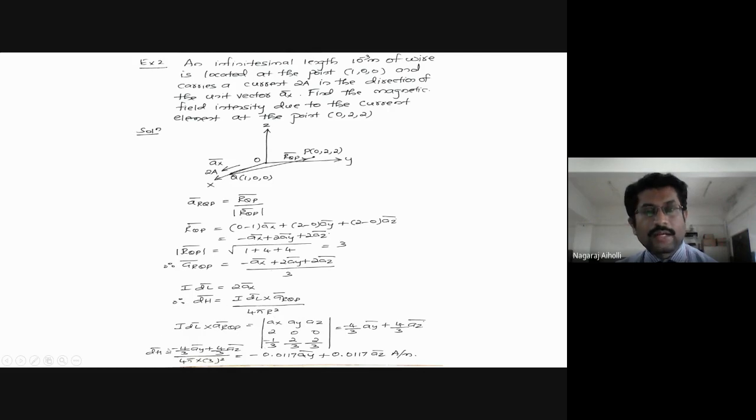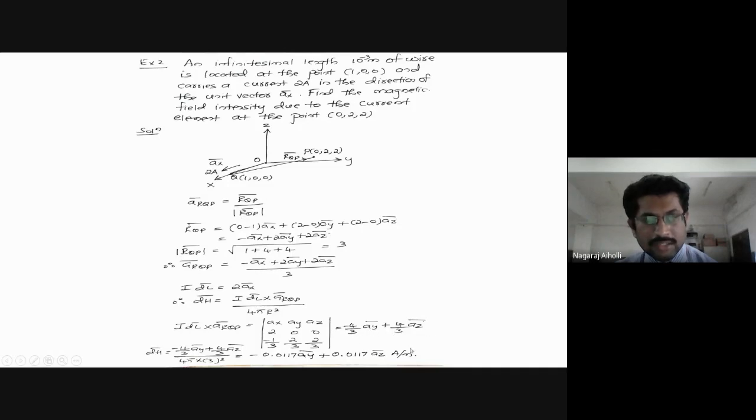We have studied this in module 1. The cross product of the two vectors is given in the determinant form like this. On the first row we will have the unit vectors aX, aY, aZ. The second row is the coordinates of the first vector, that is I dl bar here. It has only an X component, so it is 2, 0, 0. Then the coordinates of aRQP bar, which are minus 1 by 3 of aX bar, 2 by 3 of aY bar, and 2 by 3 of aZ bar. Then if we simplify this, we will get minus 4 by 3 aY bar plus 4 by 3 aZ bar.